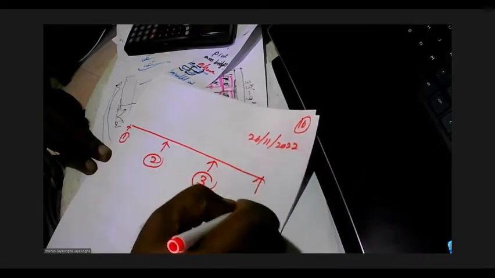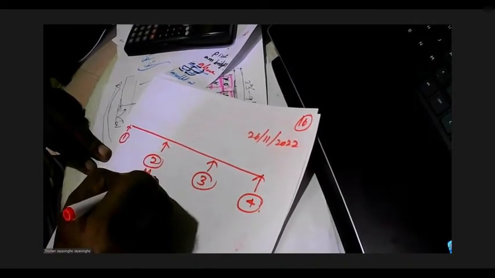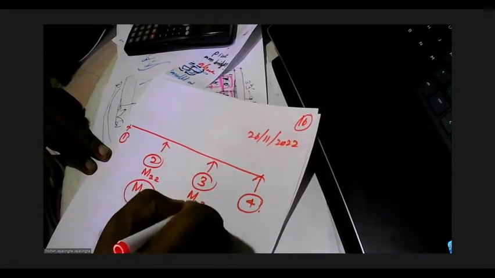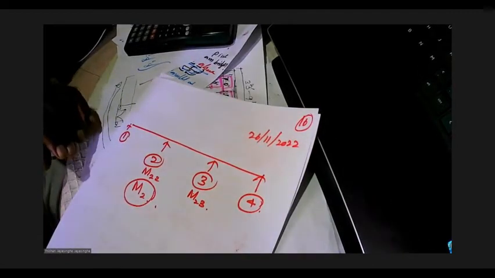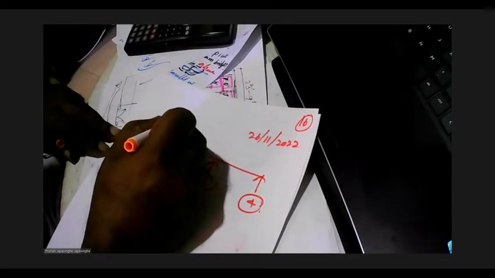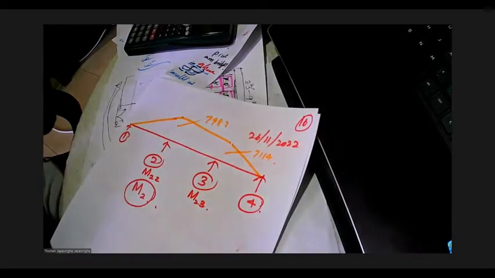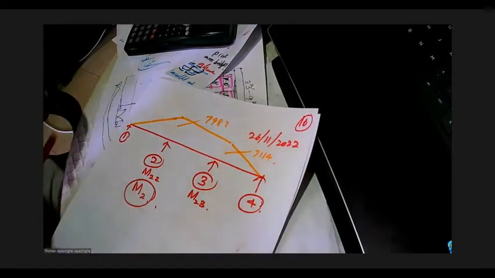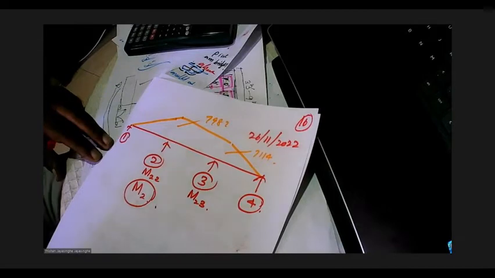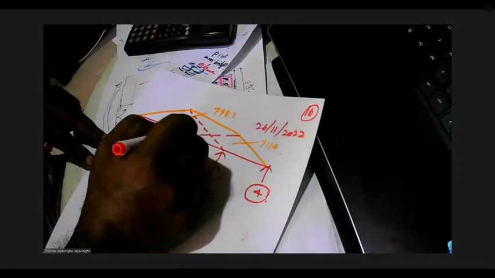So basically we say we have support number 1, 2, 3, 4, and our secondary moments are M2, and we say the secondary moments here is M2,2, and here we say M2,3. And let's say the secondary moments are like this, 7114, 7987. So these are the secondary moments that we have assumed. And we have a profile, and we have to see how it is generated.